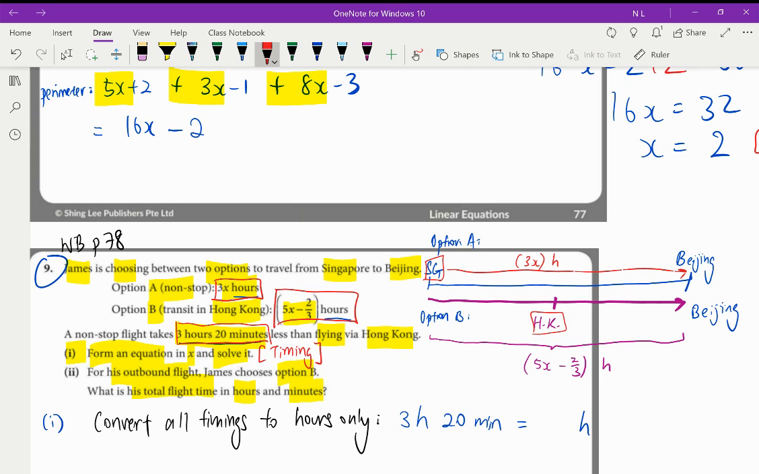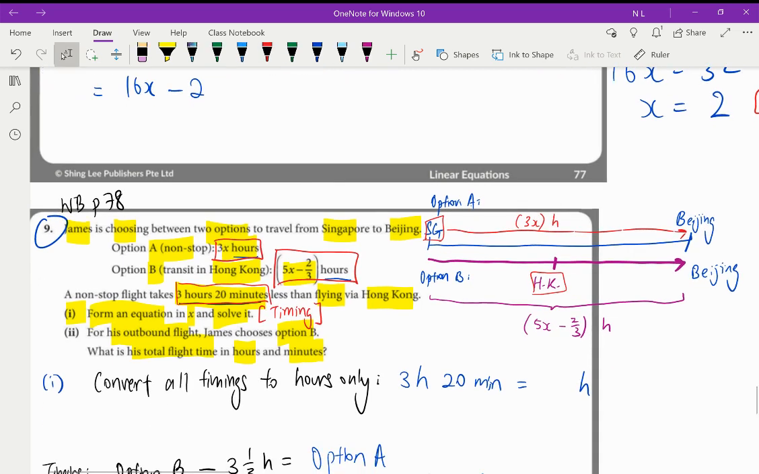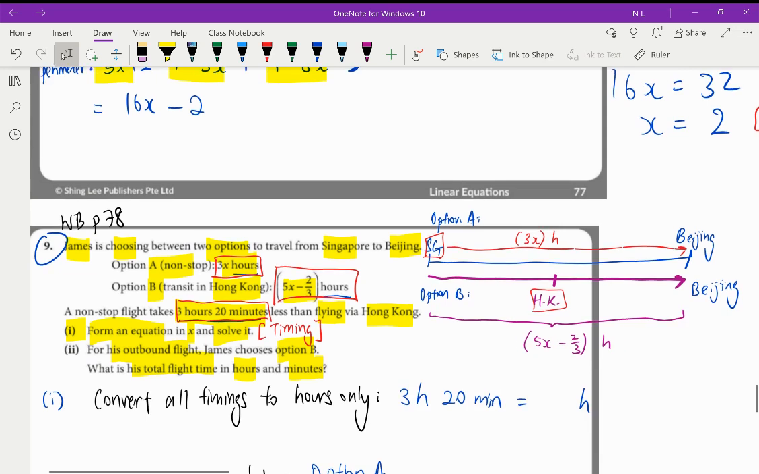And one thing to take note is that when you see timing, you need to make sure that all the units are the same, not just for timing only. When you see any questions, you must make sure that all the units are the same. For example, if a question asks you about money, all must be in cents or in dollars, depending on the information given to you. And for this case, for timing, all of the timing must be in hours. So our first step is we need to convert all the timings to hours only. So 3 hours 20 minutes, we need to convert to strictly hours.